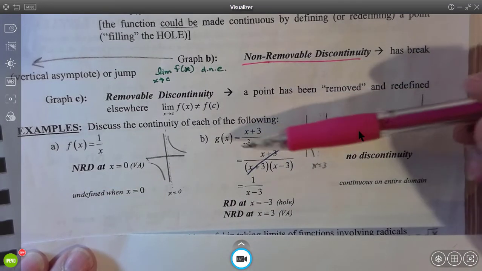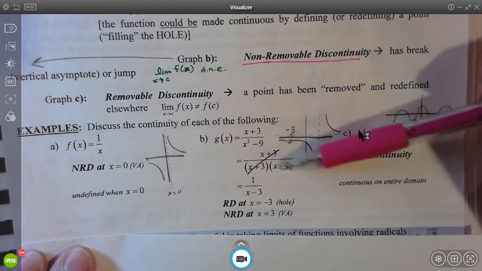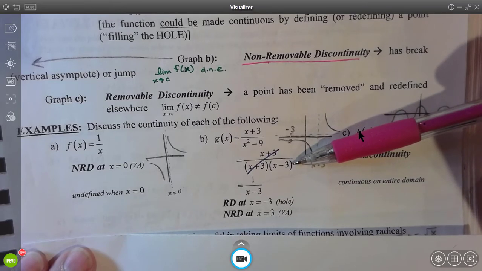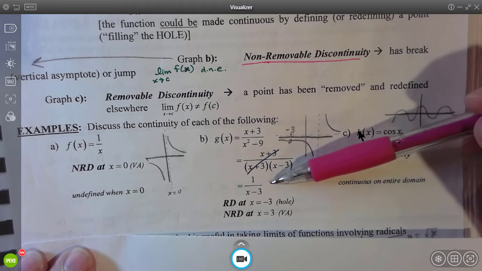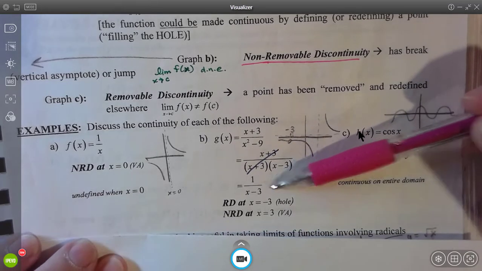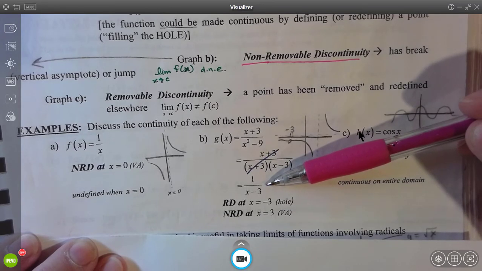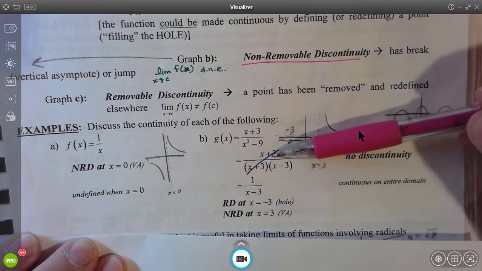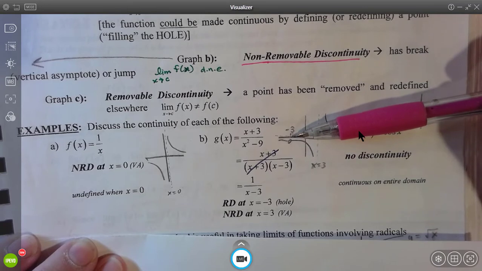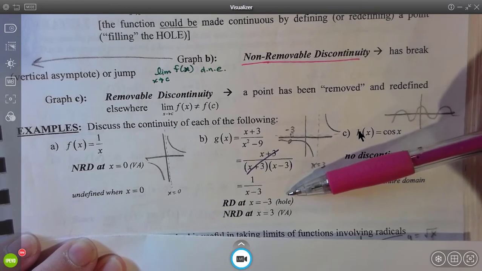Now let's look at the function g of x is x plus 3 over x squared minus 9. We know that this denominator will factor since it's a difference of two squares. And our factor in the denominator will cancel with the one in the numerator, leaving this function 1 over x minus 3. So that means g of x is going to look a lot like 1 over x minus 3, except it's going to have a hole when x is negative 3, because that is where we canceled this factor. So we have a hole, which is a removable discontinuity at x equals negative 3.